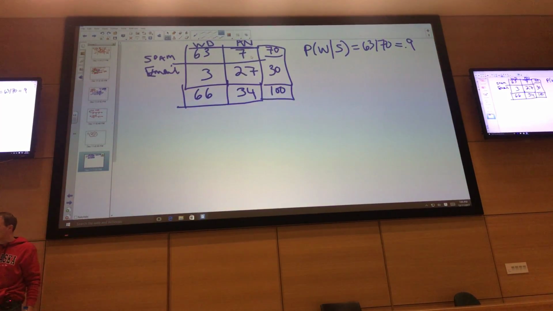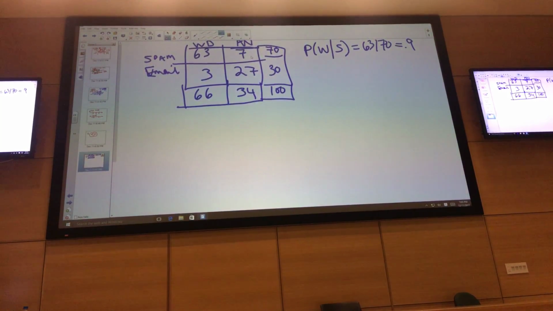But it is, in the end, the 63 divided by 66 that we're going for. Okay, so you're just using the crosstabs. I'm just helping you visualize the situation by giving you the omniscient view, but then we're going to use Bayes to come to that conclusion, which is what spam filters typically do.